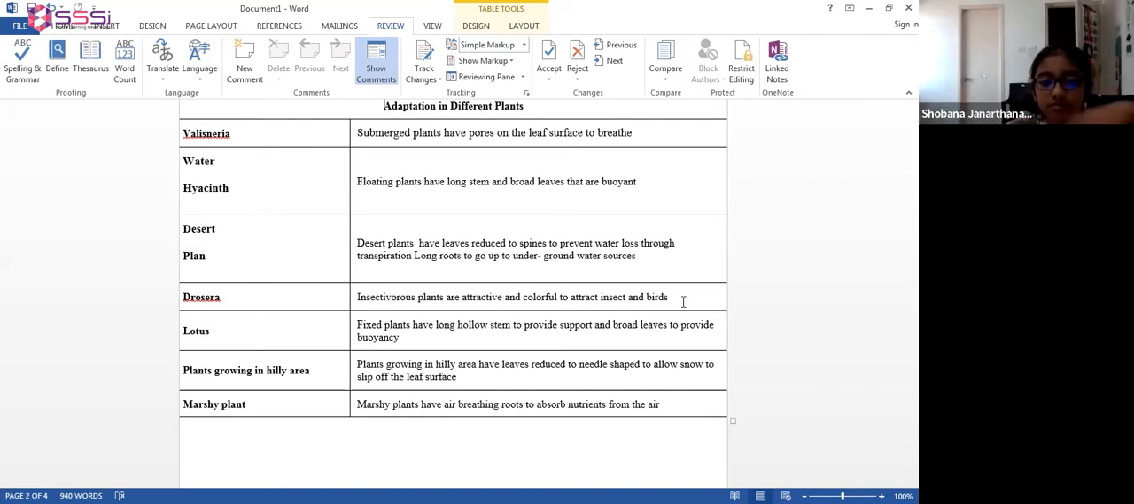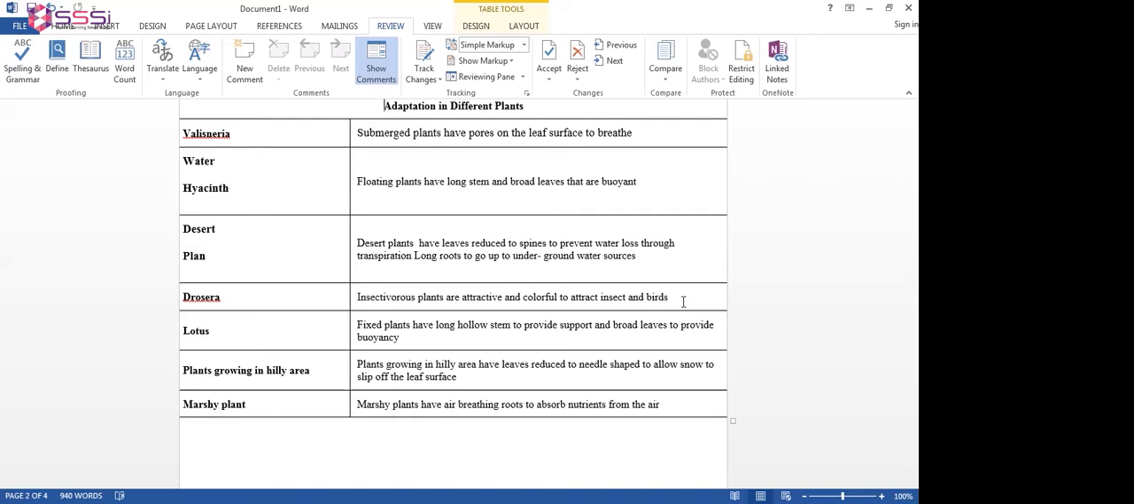Yes, ma'am. And the last category is marshy plants. So marshy plants we have studied. They have air breathing roots to absorb nutrients from the air.